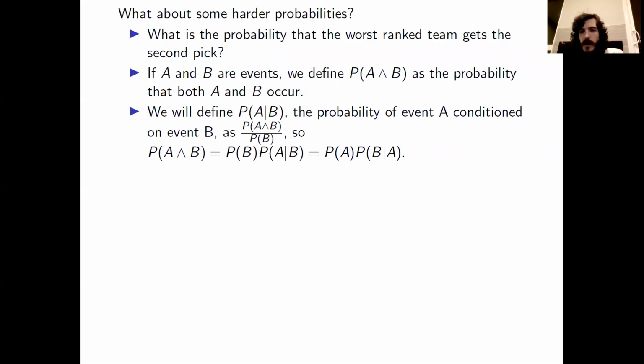So we can see from that definition that the probability of A and B is equal to the probability of B times the probability of A conditioned on B. Another thing that it's equal to is the probability of A times the probability of B conditioned on A.